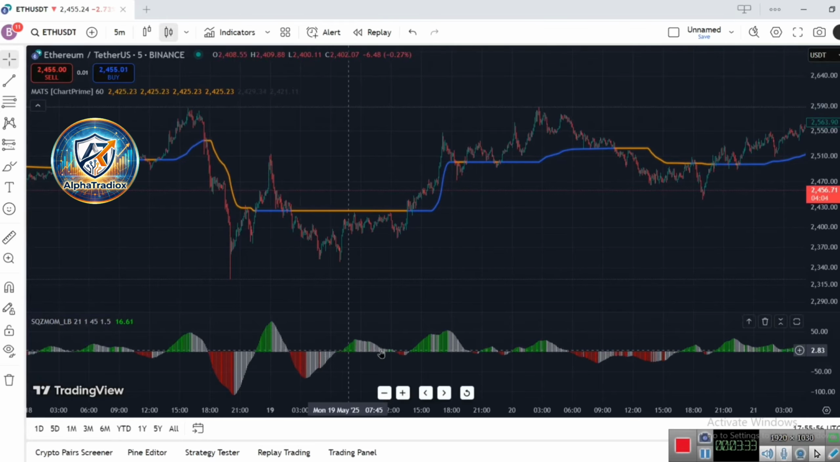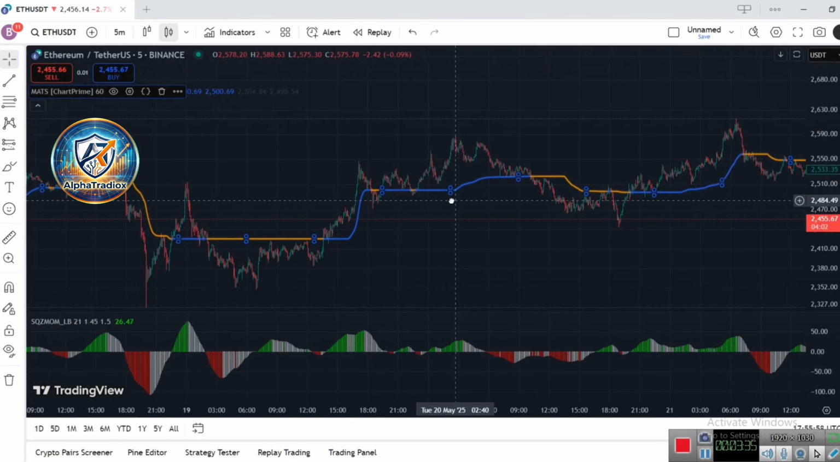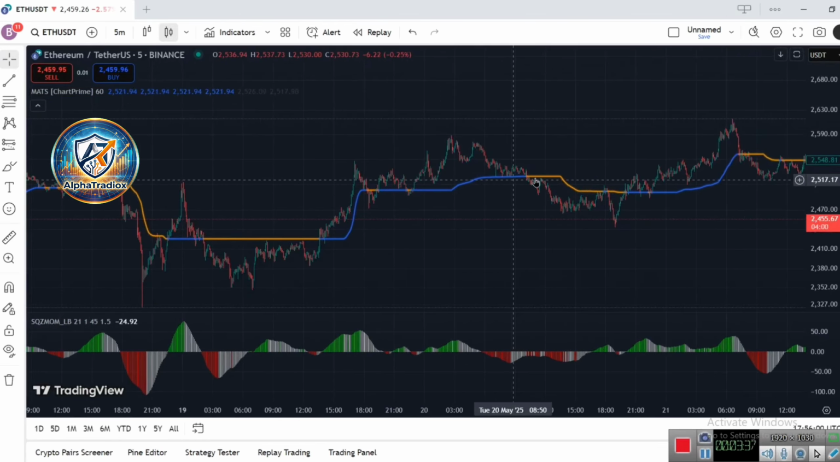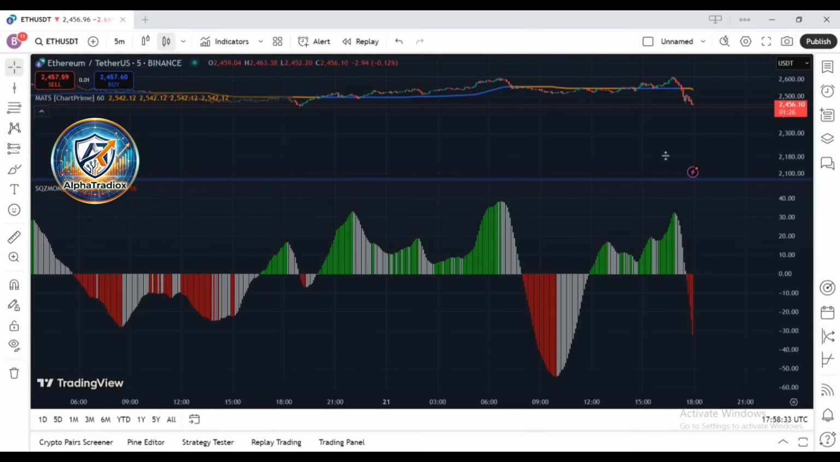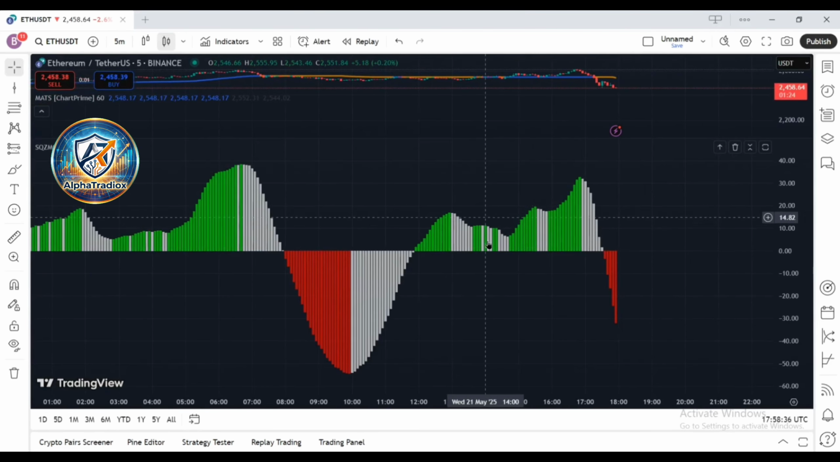We have one indicator at the bottom, which is a histogram, and another indicator at the top with a blue and an orange line. Now, how do we enter a trade? To enter trades and get good profits with a high win rate, you just need to look at the histogram. I'll zoom in on the histogram so you can understand it better.